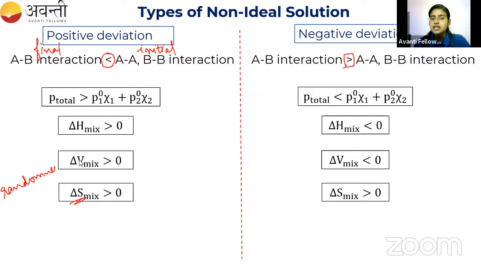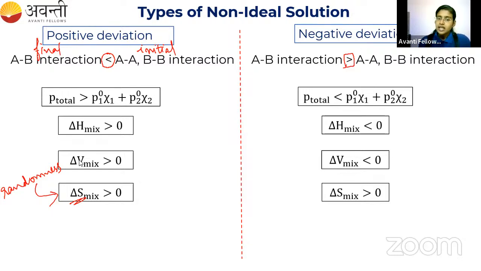Entropy is called randomness. In both the cases, randomness will be more only. Once the solution is getting formed, the randomness of the molecules inside that solution will be more compared to the solute and solvent. So in both the cases, it is greater than 0.